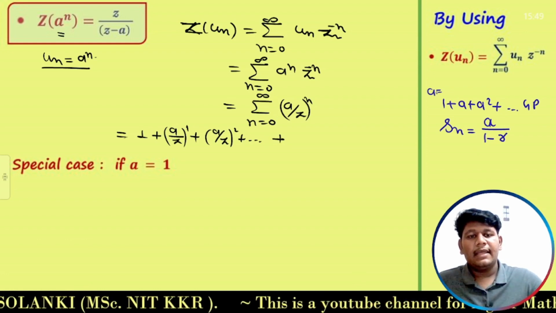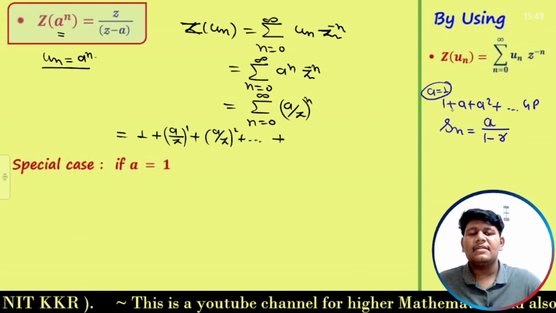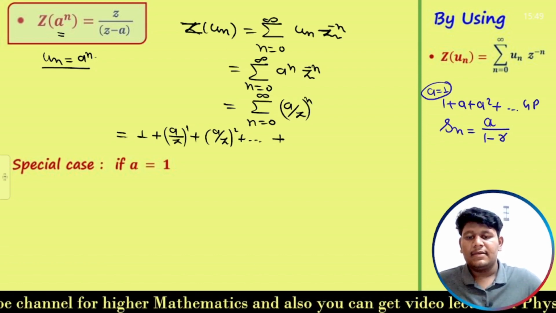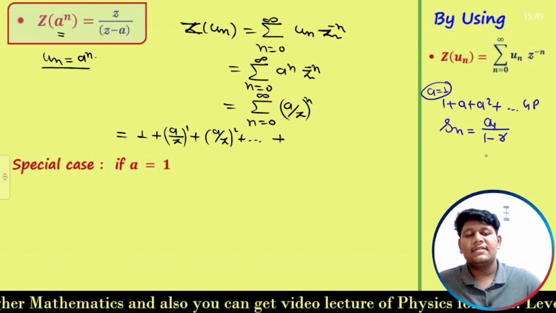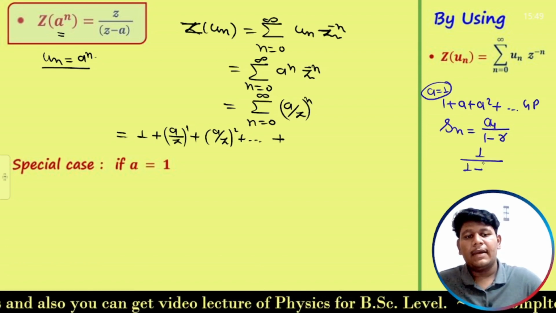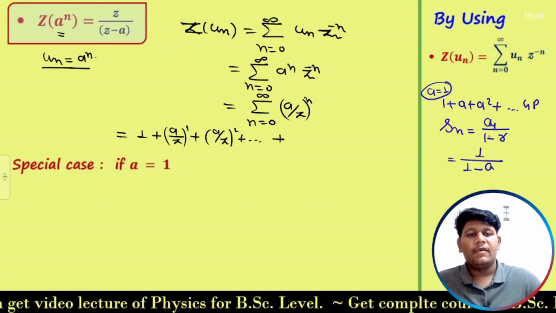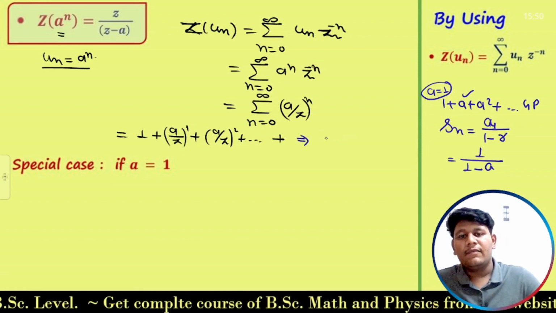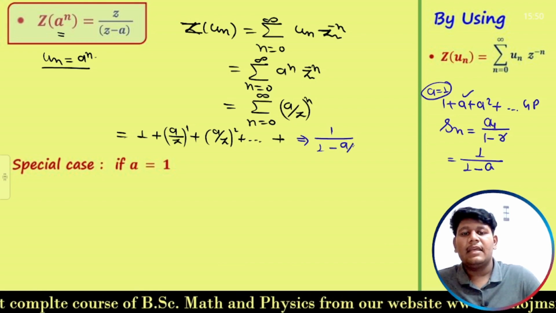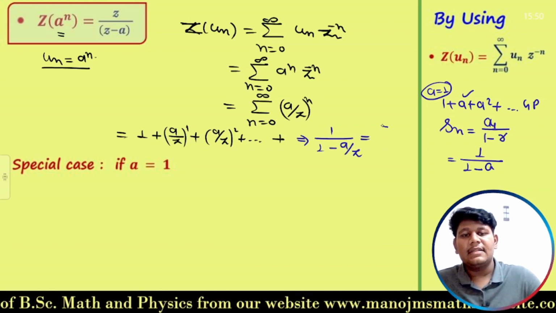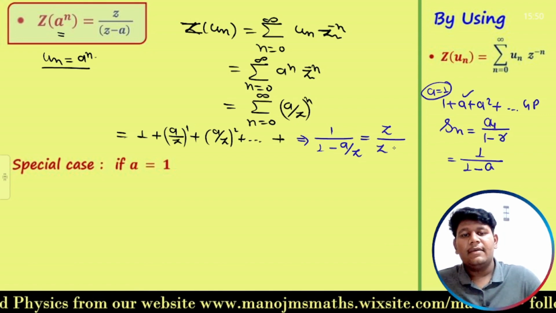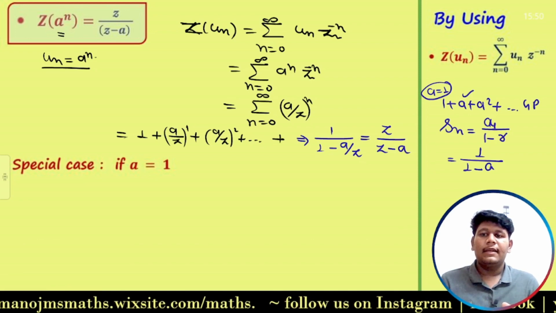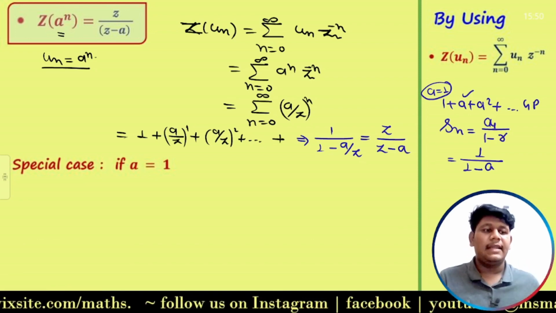Here the first term is 1, so the sum is 1 upon 1 minus r for this infinite series. It is nothing but 1 upon 1 minus a by z, and I can write this as z upon z minus a. So the z transform of a to the power n is nothing but z upon z minus a.